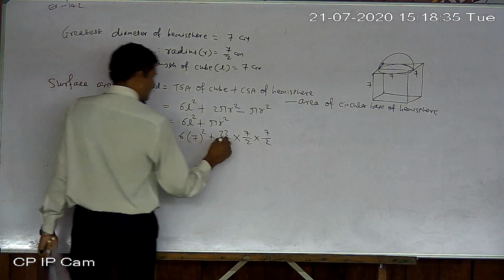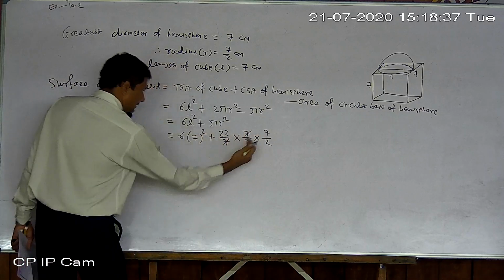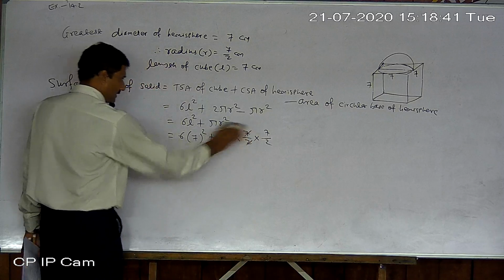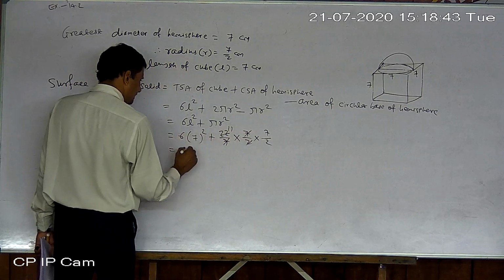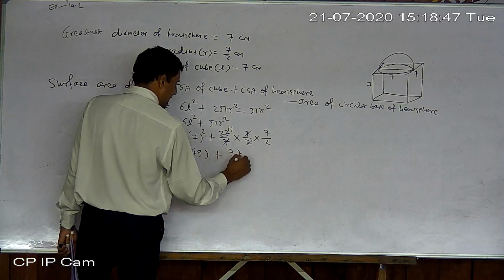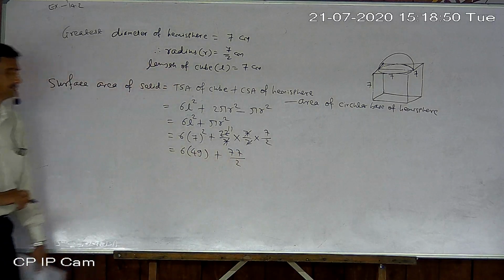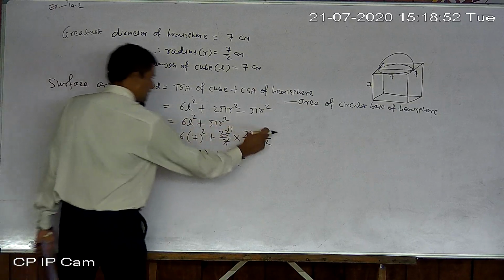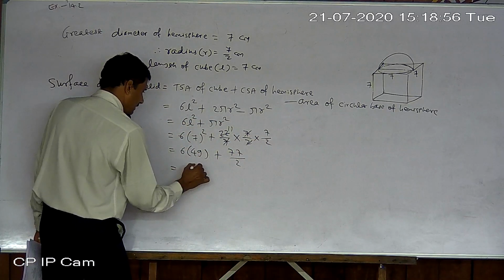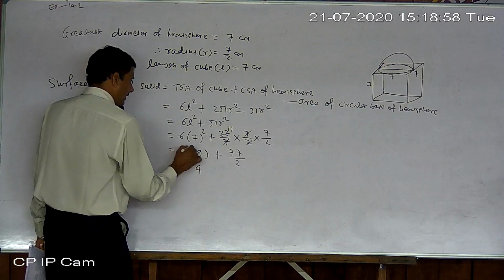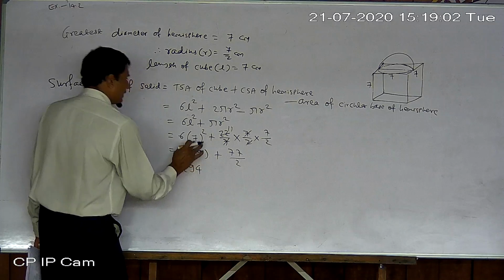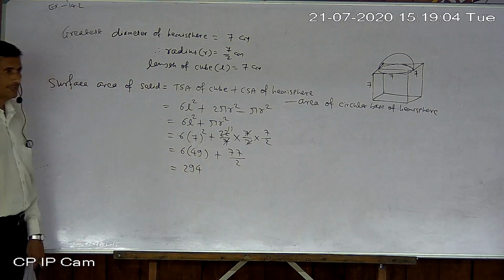Okay. So now 7 cancels out here. Second term, and here also 2 11s, then no cancellation possible. Now it is 6 into 4, 49 plus 77 by 2. So obviously it is 9 6s are 54, 5. 6 4s are 24 plus 5, 29. Okay.